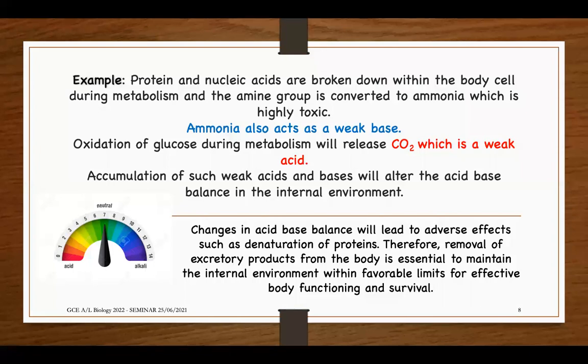Glucose oxidation during metabolism will release carbon dioxide, which is a weak acid. Accumulation of these weak bases and weak acids will alter the internal environment balance. Okay, so this is the reason why we should remove the toxic products from the body, and why osmoregulation and excretion is important.